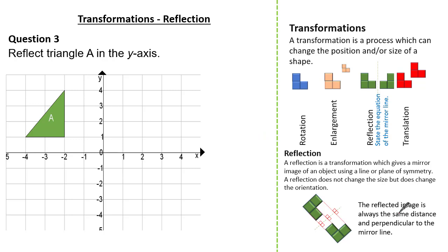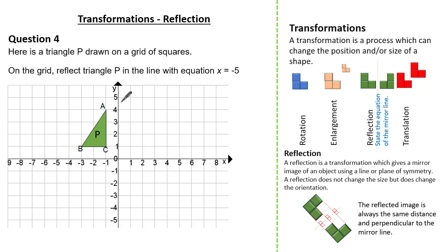Using the reflected image as always the same distance and perpendicular to the mirror line, let's first identify our mirror line, which is the y-axis. From here, let's identify each vertex at a time. Counting carefully, you can see that we are 2 squares away perpendicular from our mirror line, so therefore our new vertex will also be 2 squares away. From this vertex, we are 2 squares away from our mirror line, so therefore we're going to be 2 squares away. Lastly, you can see perpendicular to our mirror line, we are 4 squares away. So therefore, we must be 4 squares away from our mirror line to give our new vertex. From here, we simply identify our reflected image.